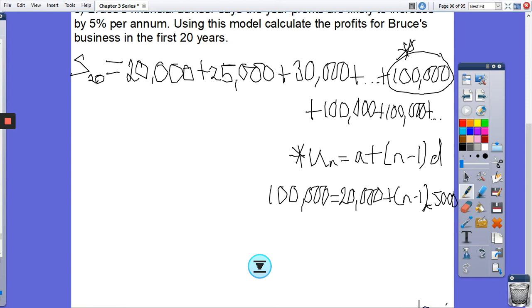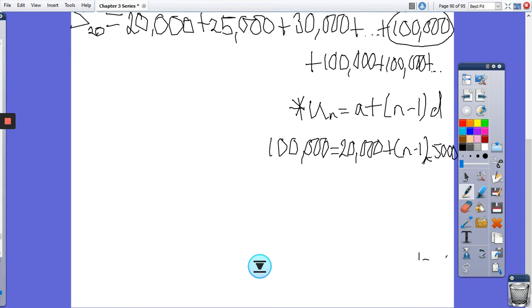100,000, take away 20,000, 80. Divide by 5,000, you get 16. So you get N minus 1 equals 16, so we get N equals 17. Right, okay then. So we know that the last term in the arithmetic series, the first point where he gets to 100 grand, is going to be the 17th year. That means he's got the 18th, the 19th, and the 20th year where he makes another 100 grand each year.